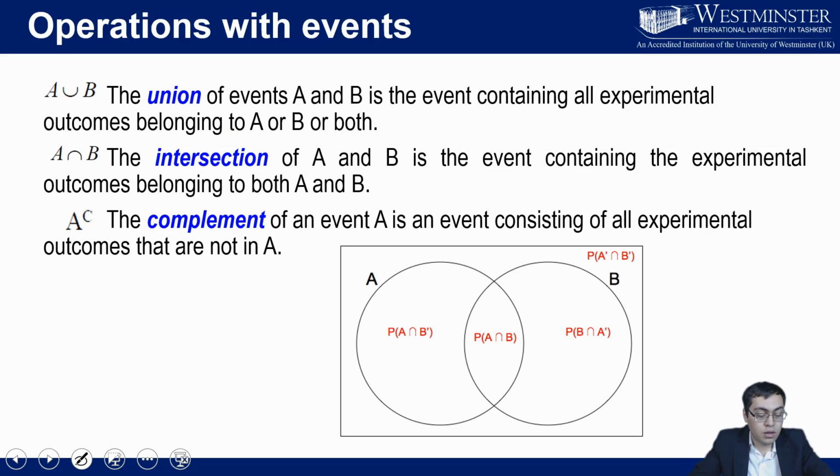Okay, so now let's talk about operations with events. So generally speaking, we are going to be talking about 3 such operations. The first one being the union. So the union of events A and B is an event which just contains all the outcomes belonging to A and to B, or both of them. So in our Venn diagram that I have over here, the union of A and B is just going to be this big circle over here and this circle as well.